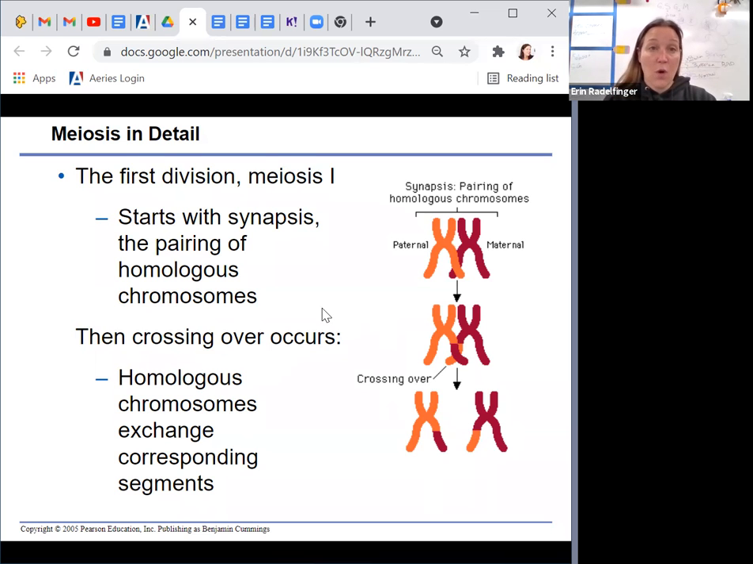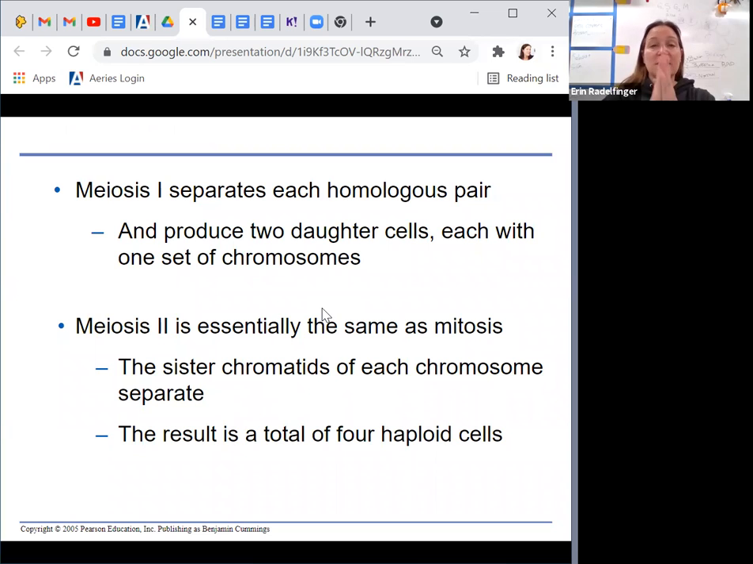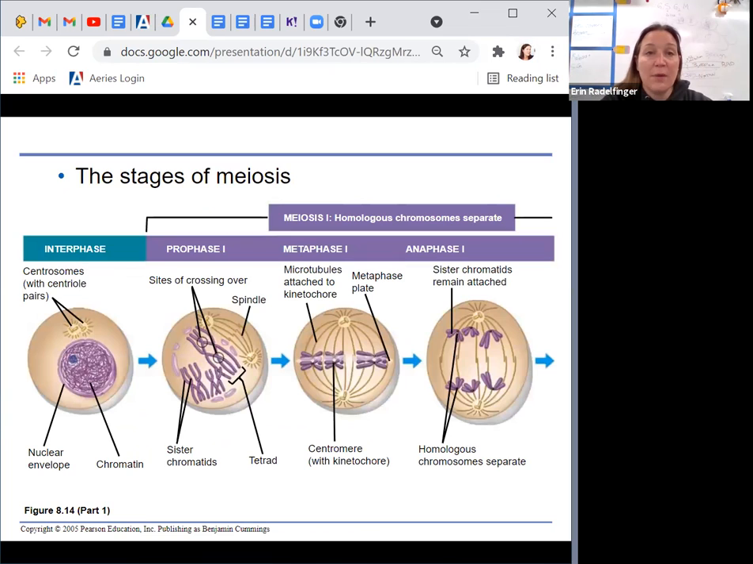happening in meiosis 1. We're going to separate the homologous pairs to make our two daughter cells each have a complete set of chromosomes. And then meiosis 2 is the one that looks almost identical to mitosis, where we're actually physically separating those individual sister chromatids so that we end up with 4 unique haploid cells, half the amount of DNA. So here it is in kind of a picture format.